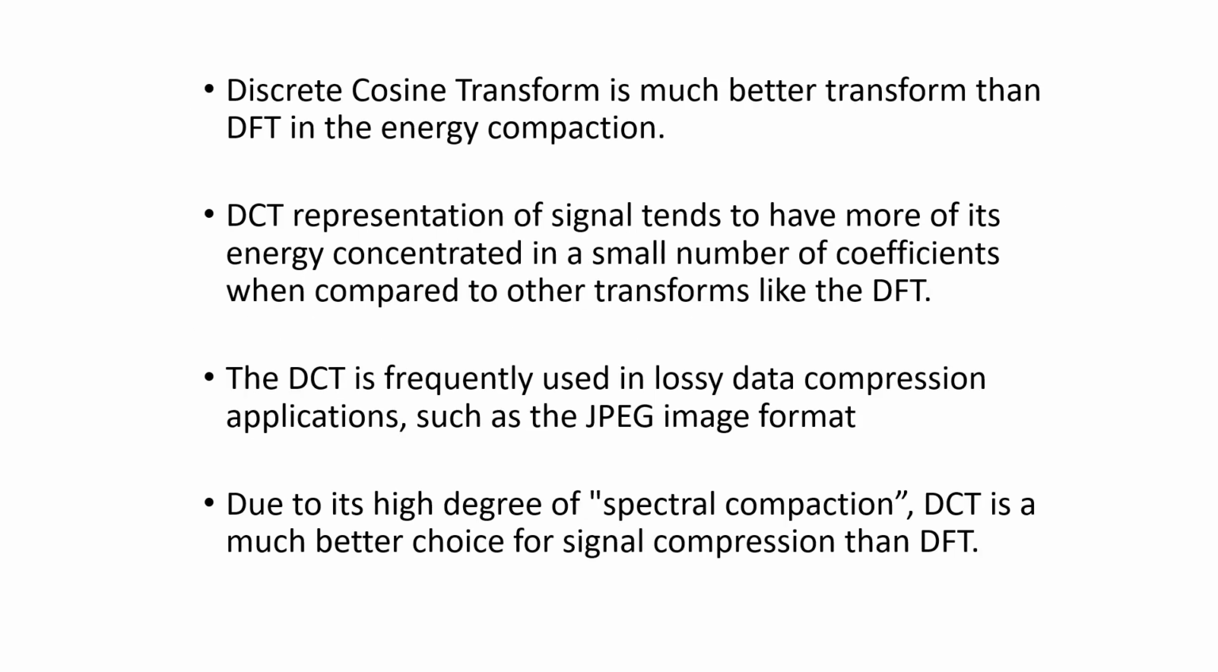DCT is a much better transform than DFT in energy compaction, because in the DCT representation a signal tends to have more of its energy concentrated in a small number of coefficients when compared to other transforms like DFT. So DCT is frequently used in lossy data compression applications such as the JPEG image format. Also, due to its high degree of spectral compaction, it is a better choice in signal compression.